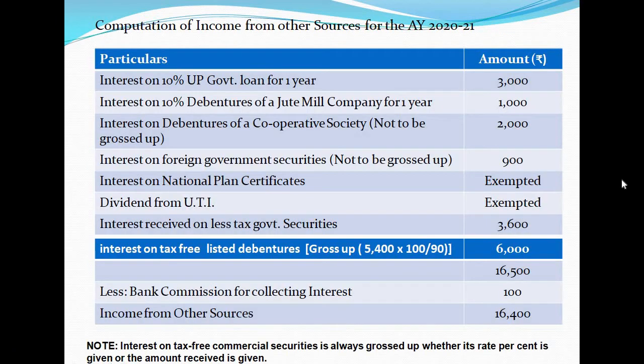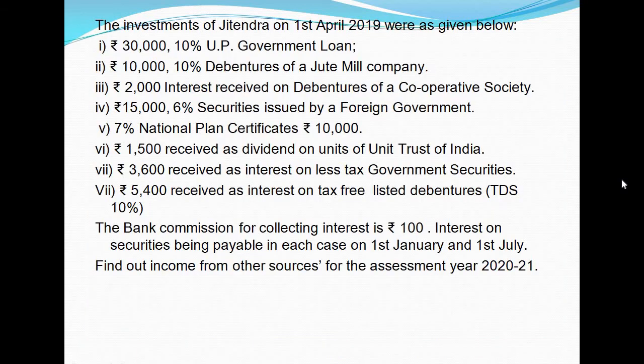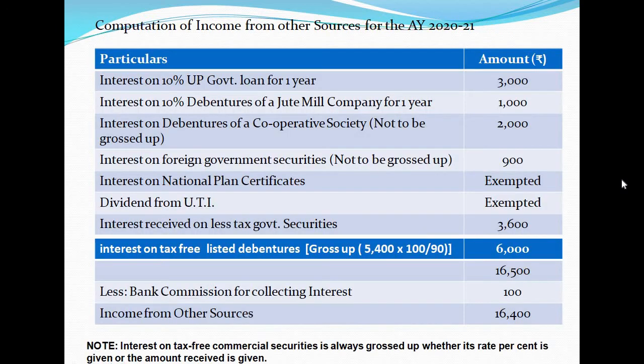So the first one is the interest on 10% UP government loan, which has been calculated for 1 year. That will be rupees 3,000, because the amount of loan is rupees 30,000 and the rate of interest is 10%. So 10% of rupees 30,000 will give you 3,000. Then the second one is rupees 10,000, 10% debentures of a jute mill company. So remember, for debentures of a company, there will be tax deduction at source at 10% per annum. But in this case, since the face value of the investment and the rate of interest have been given, the gross amount of interest for this particular investment will be 10% of rupees 10,000, which will be rupees 1,000.